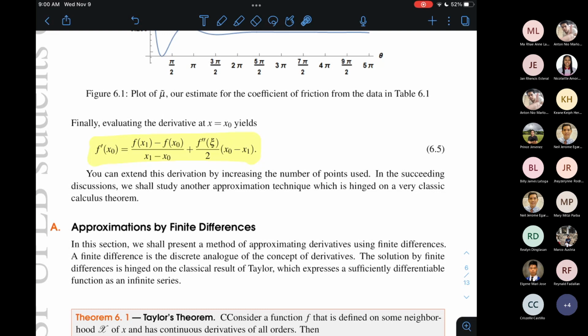Or nag-adjust pa rin kayo sa pagbalik after the reading break? Come on, guys. How should x sub 1 be chosen so that we get a small error using equation 6.5? Wag na mahiya. Libre naman ang hula. Unless super delayed yung connection ko at hindi ko nakikita yung chats nyo.